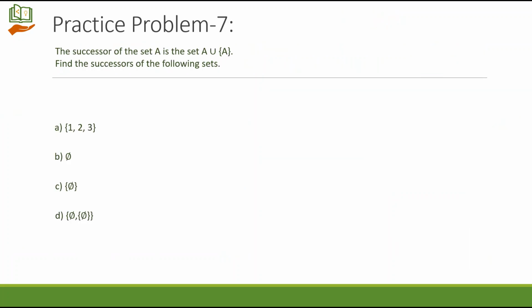The final question: the successor of the set A is the set A union {A}. The set A is inserted inside the set again. So find the successor of the following sets they have given. A union {A} means adjoin the set itself to the list of its elements. Say for example, if you take 1, 2, 3, along with 1, 2, 3, you have to include the complete set {1, 2, 3} as an element. Let's see how to do that. So this is 1, 2, 3, the individual elements, and the whole set is inserted as a new element. This is what we call the successor of the set.